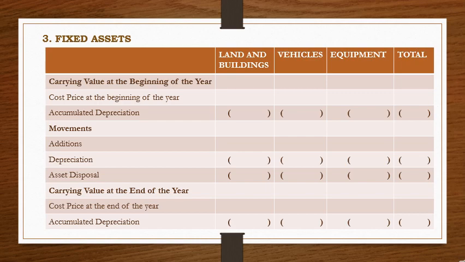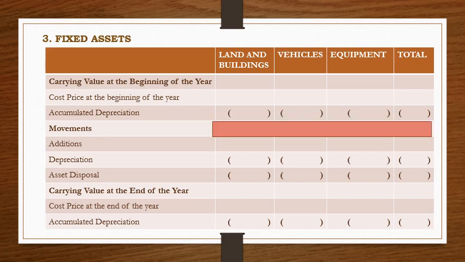Lastly, please don't forget the brackets. Brackets mean minus and minus means less. So, everything that sounds like less gets brackets. Accumulated depreciation, depreciation and asset disposal get bracketed. Only the two cost entries and additions don't get brackets. These brackets are probably the most important thing of Note 3. You will regret it if all your depreciation calculations are correct, but you don't get any marks for it. Remember, movements is just a heading. No amounts should be recorded there.